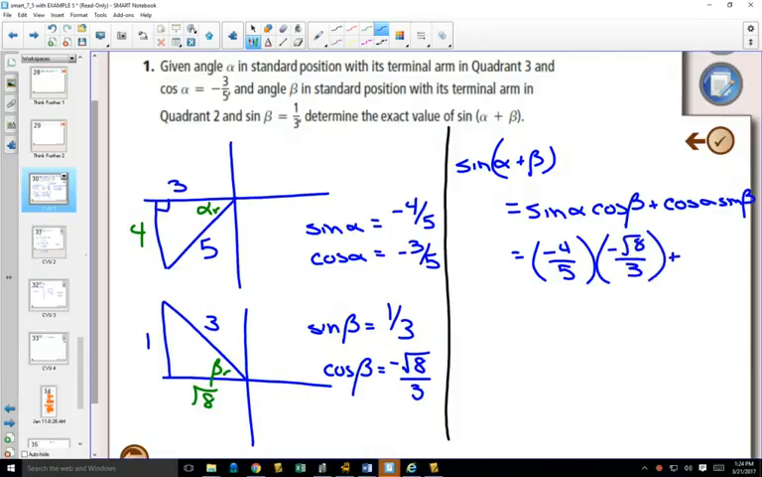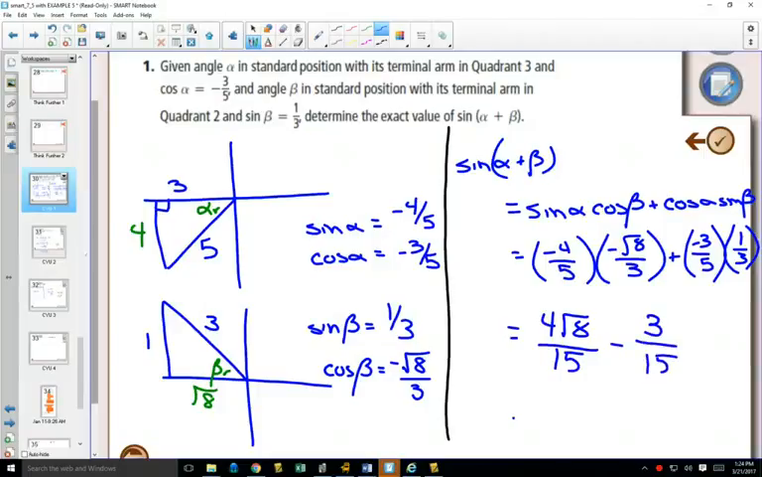Plus cos of alpha is negative 3 over 5, and sine of beta is 1 over 3. And now we can multiply things out. A negative times a negative is going to be positive, all over 15, minus 3 over 15. We have to write our final answer as a single fraction. We already have a common denominator. So our final answer will be 4 root 8 minus 3 all over 15.